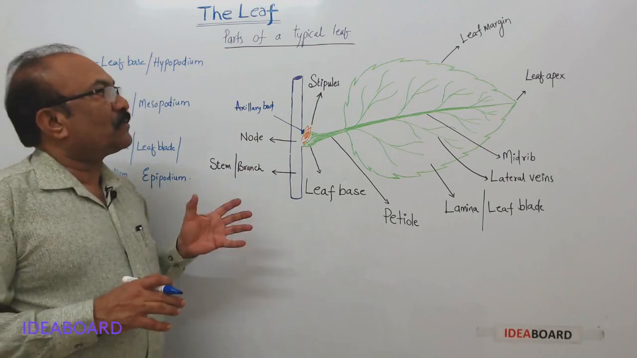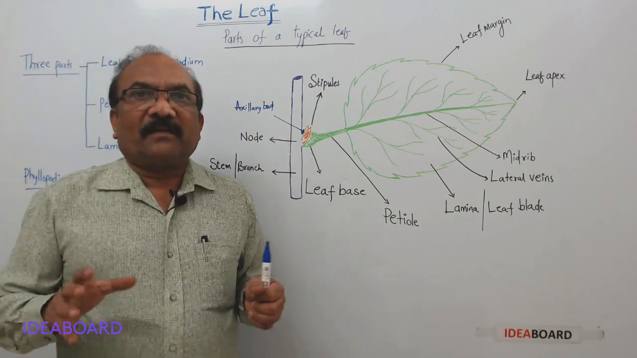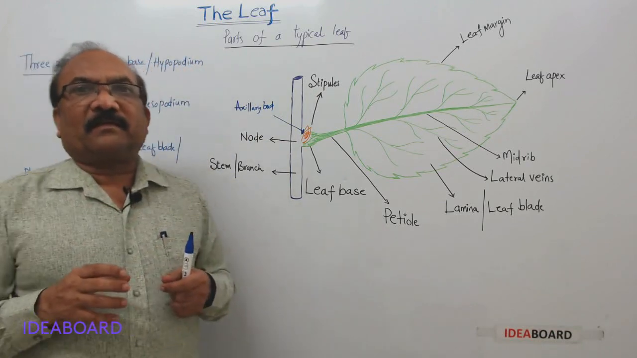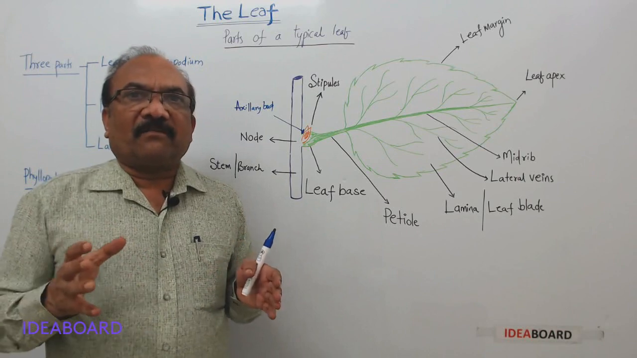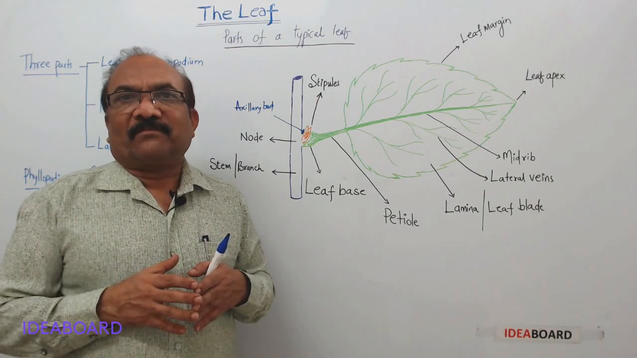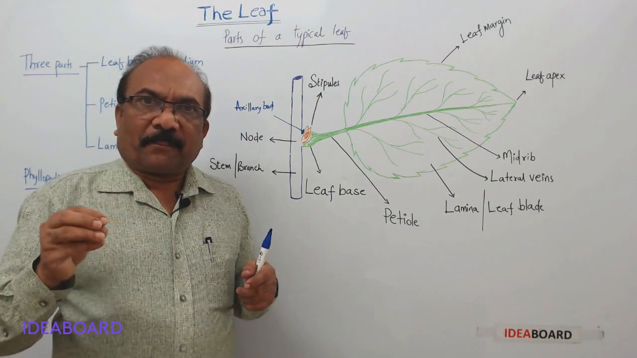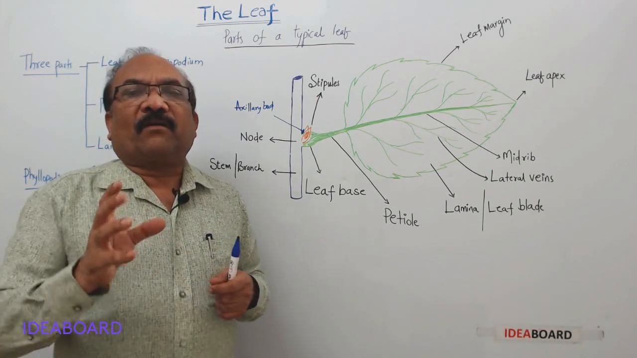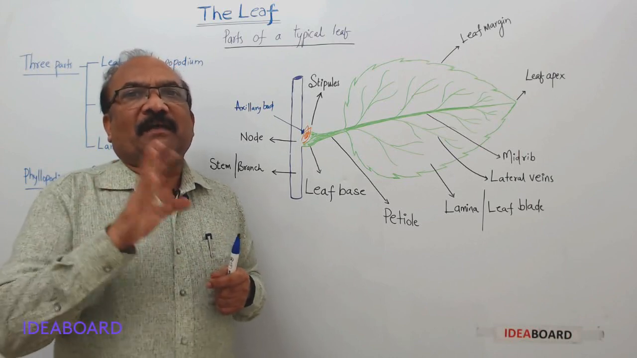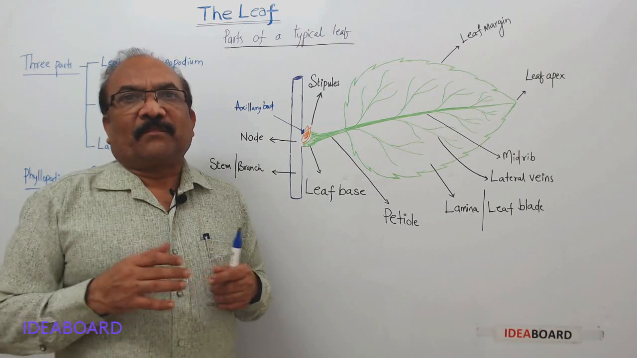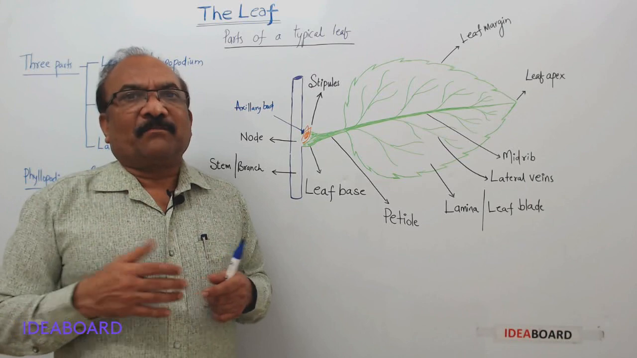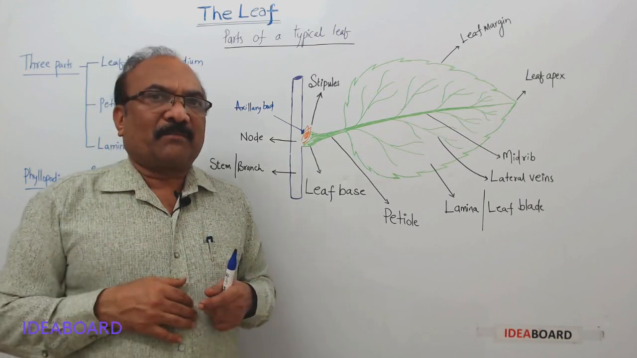Okay, as I told you, this is a model leaf and it is showing all parts. But remember that a leaf will have two parts compulsorily. And what are those two parts you will find in every leaf? Leaf base and the lamina. But the stipules may or may not be present. Petiole may or may not be present.